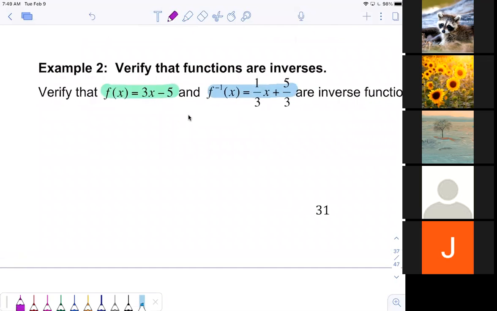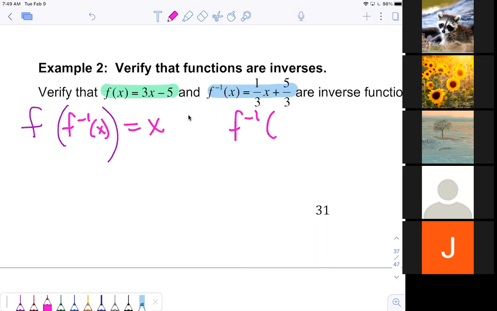To verify, we need to take the composite of these 2 functions. So we're going to take the function f with the inverse of f. That's supposed to equal x. And then we're going to take the inverse f with the function f, which is also supposed to equal x. That's how you verify that functions are inverses of each other.